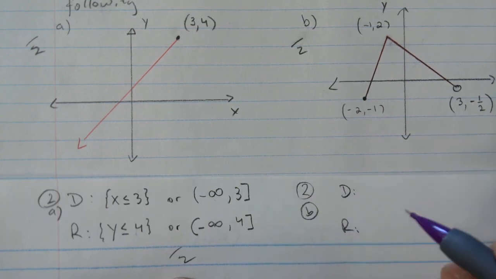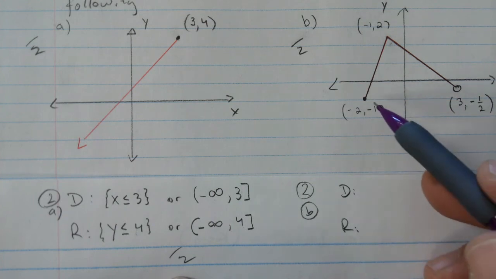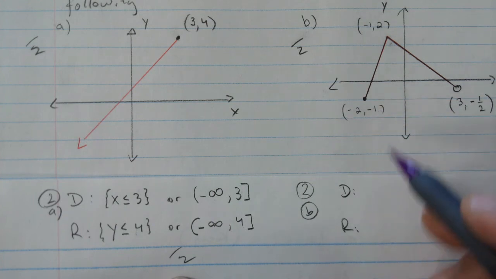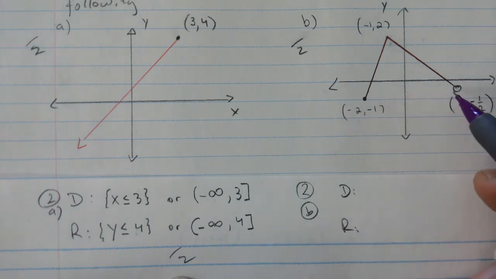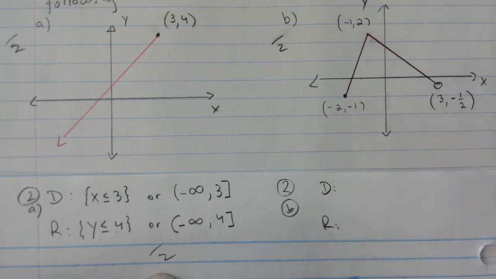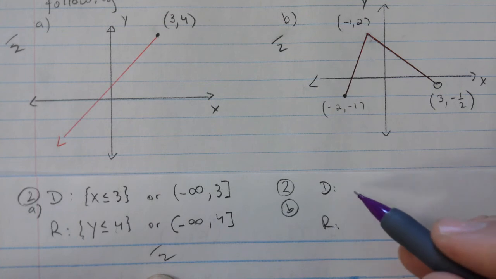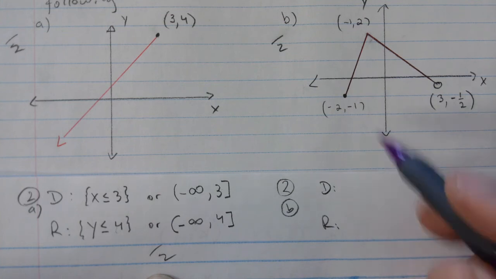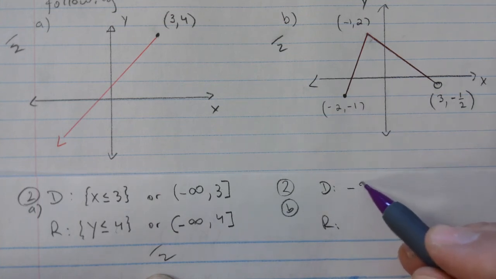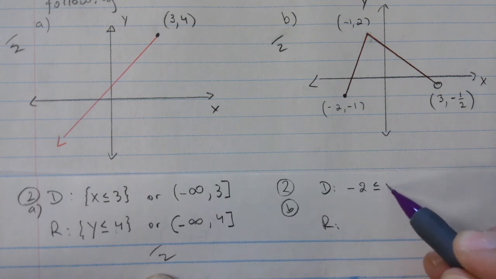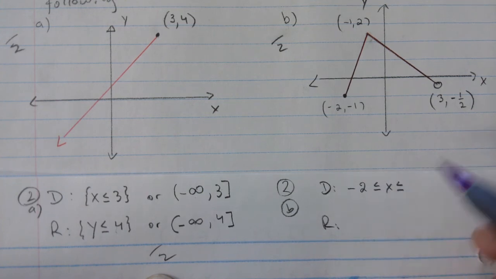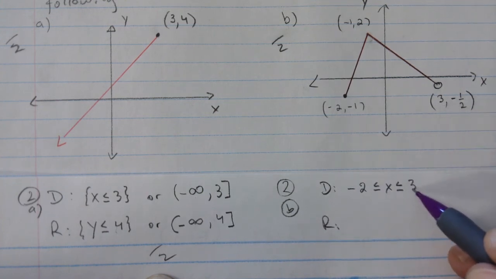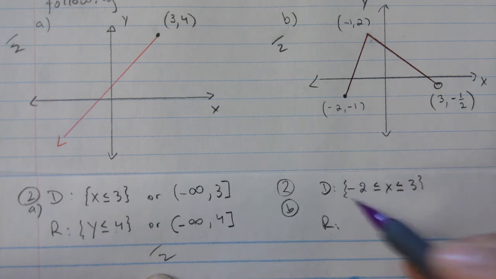And then for 2B, for domain and range, what do we have here for set? This is going to be locked on both sides, right? It's a finite graph, it's a segment, right? So we're going from x, which is -2, right? And it'll be less than 3, like that.